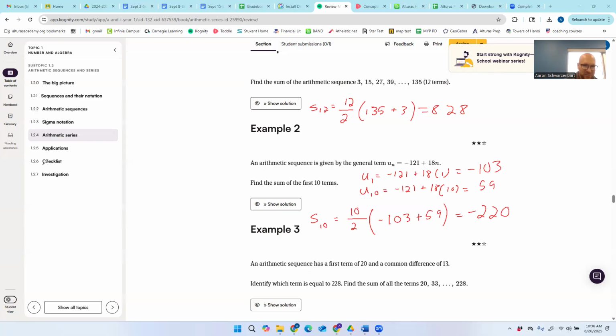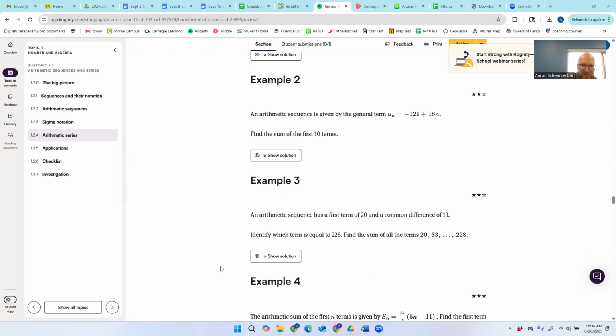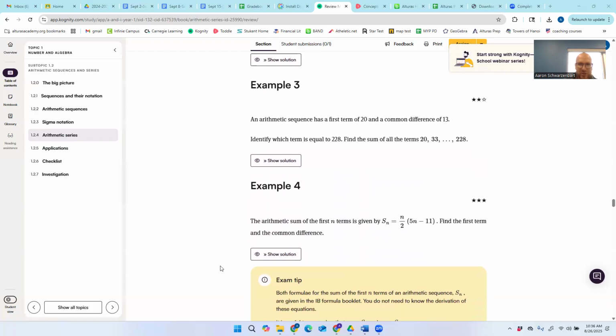Okay, example 3. An arithmetic sequence has a first term of 20, a common difference of 13. Identify which term is equal to 228. Then find the sum of the terms 20 to 228. Sometimes they might not give you the first question, and they'll just ask you to do the second, but you will need to do the first to get there.